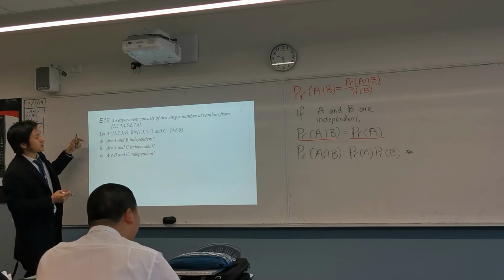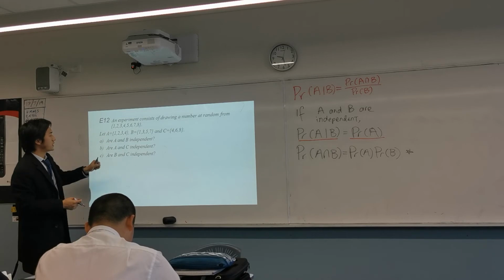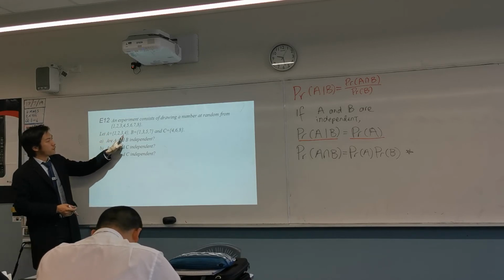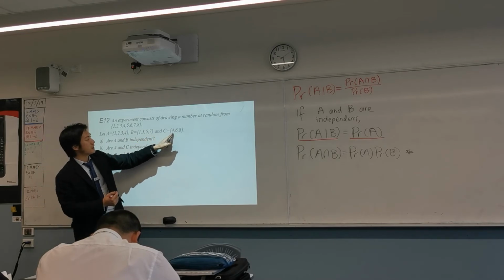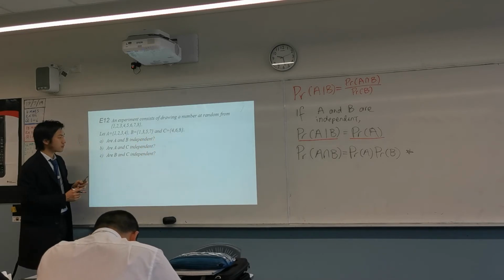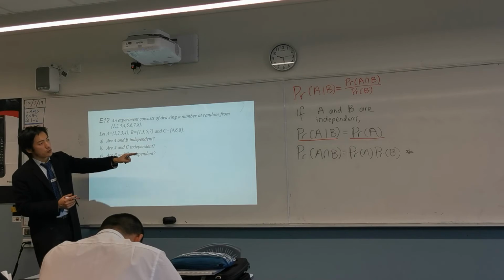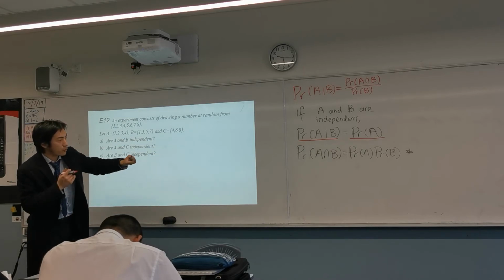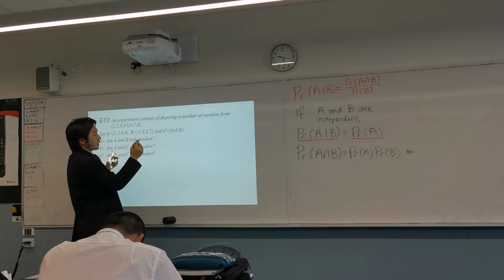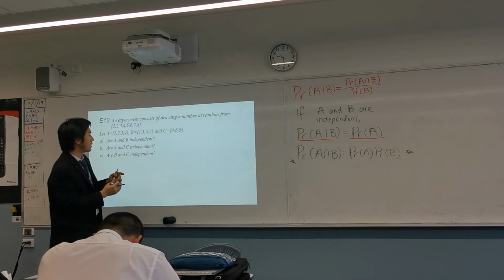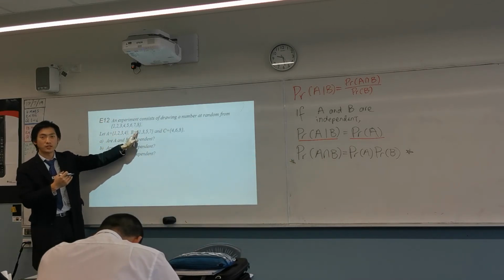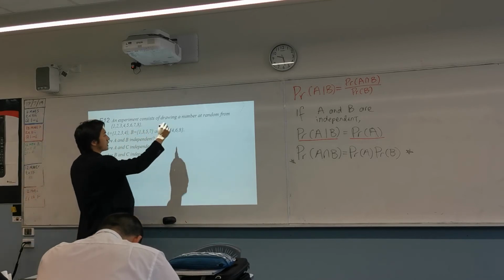An experiment consists of drawing a number from this group, 1 to 8. A's from 1 to 4, set B's the odd numbers, and set C is 4, 6, and 8. Are A and B independent? We're going to be once again using one of your two rules. I reckon this rule, the intersection, is going to be easier because I can tell what the probabilities of those individual ones are. So let's actually write it out first.